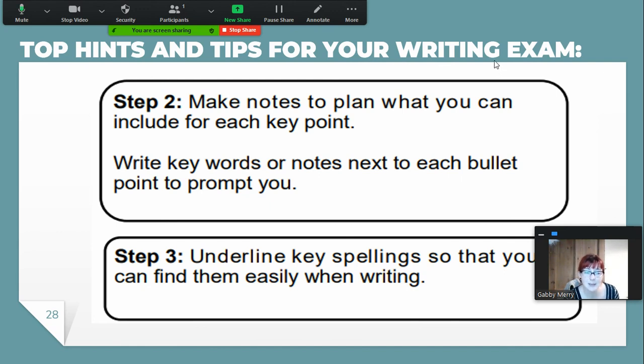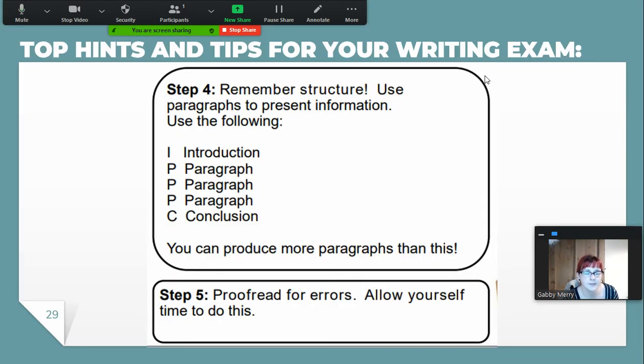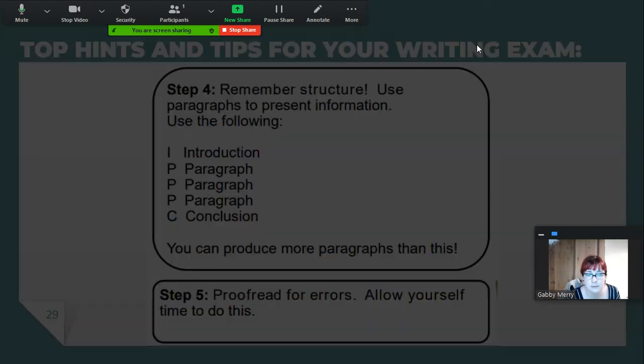There may be key spellings given in the task. So if you've got the name of a person or a place or any technical language, use the spelling that they give you in the task information. Remember to use that IPPPC structure we talked about. You can use more paragraphs than this, but this is the general format to follow. And make sure you leave some time for proofreading at the end. Don't just click submit or click end at your exam. Take that time, proofread your work for all the key things that we really focused on today, such as your full stops, your capital letters, and building up that structure with the commas in the middle.